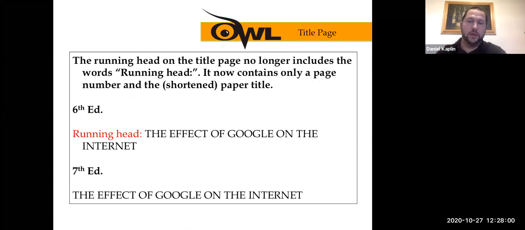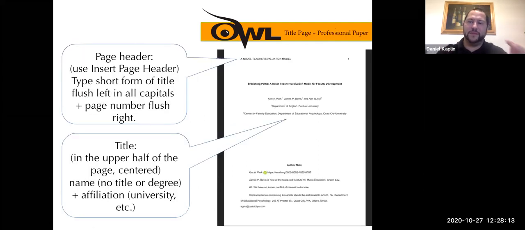Now, because the header is clear, we don't need to do the label running head. So in red, that's highlighted as something that's removed from the 6th edition to 7th edition. And this can be seen very clearly in a professional paper. So you'll notice, again, similar to the student paper, you had the page number. Now you have the page header. But unlike the 6th edition, notice we removed the words running head.